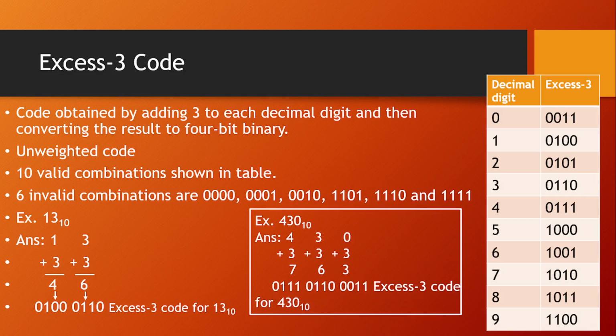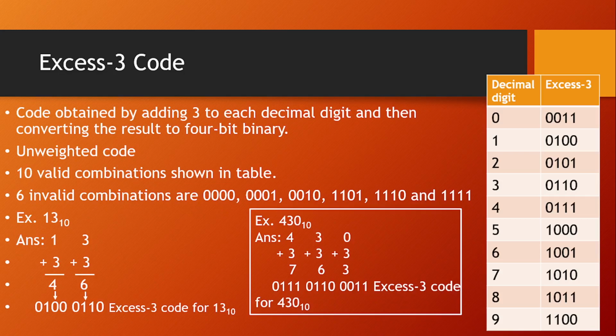Now let us solve an example. For example, let us find the XS3 code of decimal 13. Now add 3 to each digit. So 3 plus 3 equal to 6, 1 plus 3 equal to 4. So write down the 4-bit equivalent of 6, that is 0110, and write down the 4-bit equivalent of 4, that is 0100. So the XS3 code for decimal 13 is 0100, 0110.